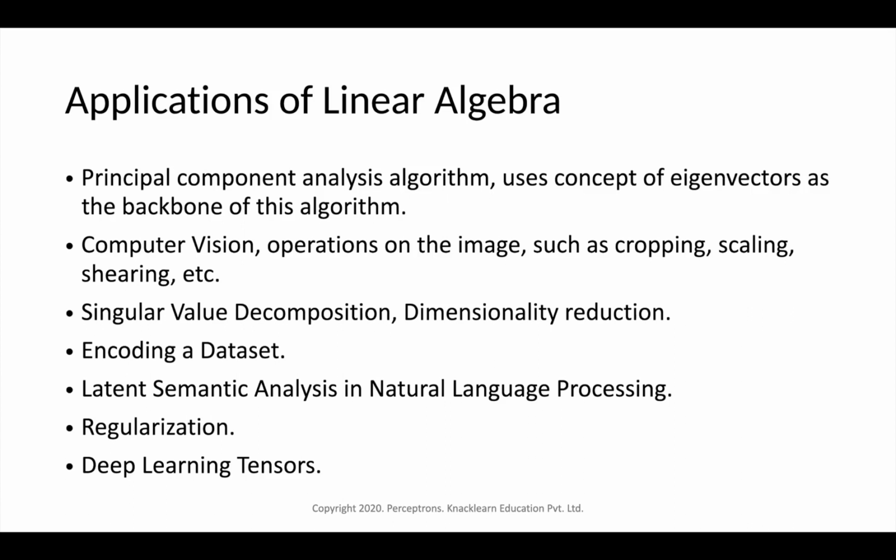In deep learning, there is something called a tensor. Tensors are basically a kind of vectors, vectors at higher dimension. They are also a type of representation of data at higher dimension, that is values at higher dimension. So you can say it's just a generalization of scalars and vectors. So in deep learning, tensors are also part of linear algebra. That is why linear algebra is used. So these are certain applications of linear algebra.